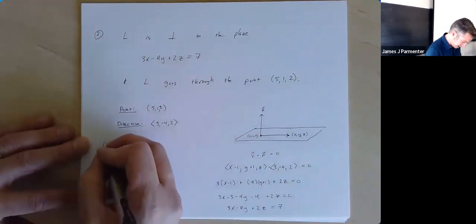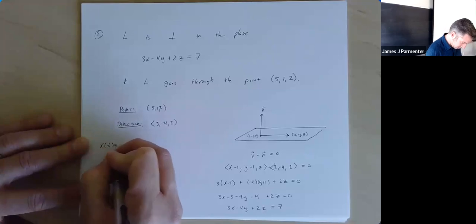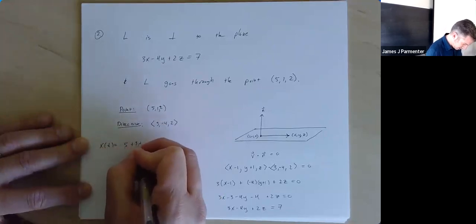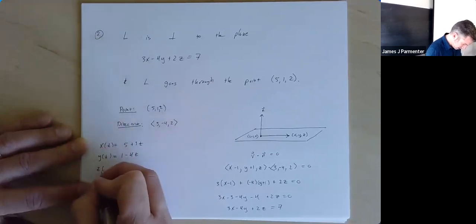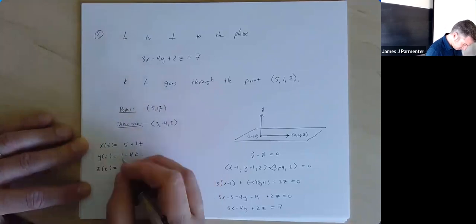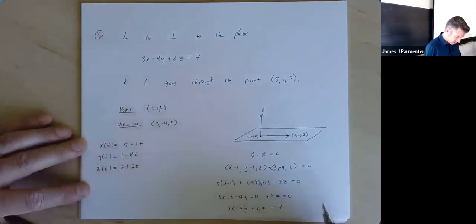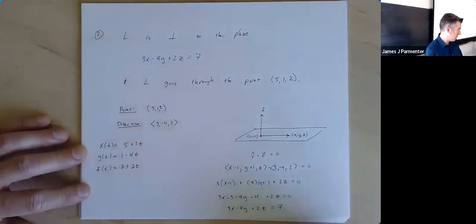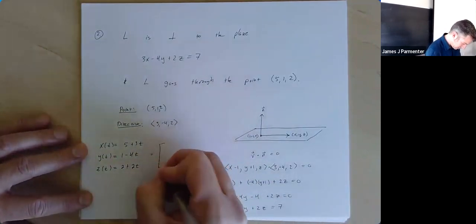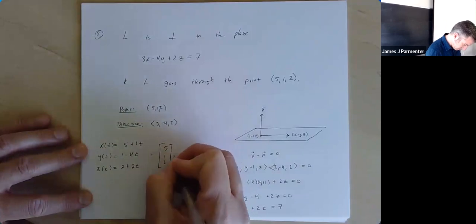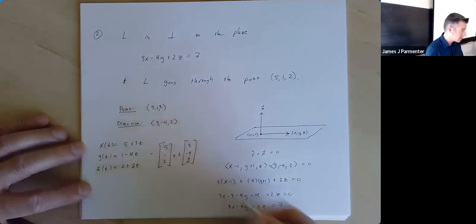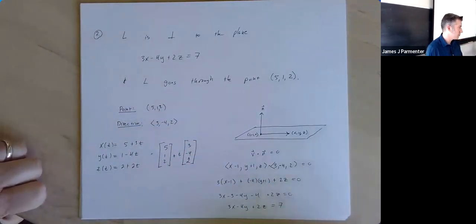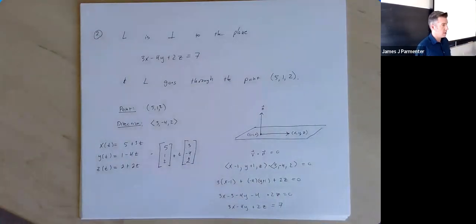I personally like to write it as x equals 5 plus 3t, y equals 1 minus 4t, z equals 2 plus 2t. It's always just the point plus t times the vector. So you could also write it as 5, 1, 2 plus t times 3, negative 4, 2. That's also a good way of writing it. So for a line, we just need the point and the direction.